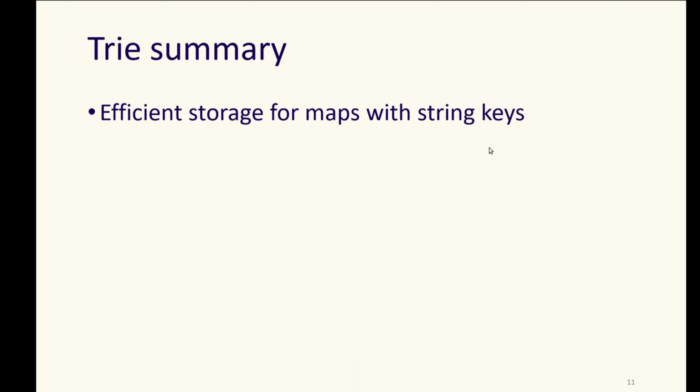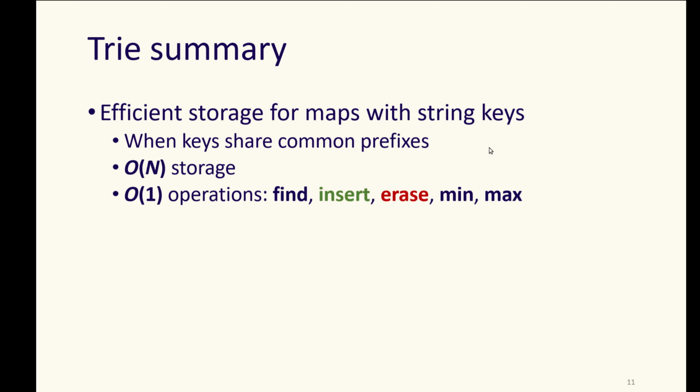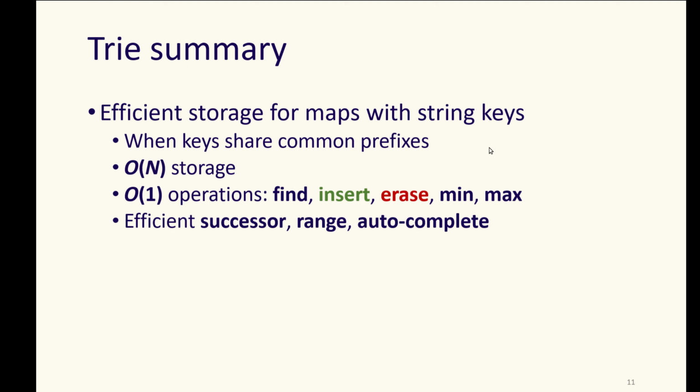So with a trie, we get efficient storage for things like maps with string-based keys, genetic data, binary sequences that might have repetition in them, and anything else that we can break up into these sorts of prefixes. It's especially efficient when the keys share common prefixes, gives us O of n storage with that modification of how big our alphabet is, and it gives us O of 1 operations. The length of the longest key is all we need to know, and then we get that O of 1 behavior.